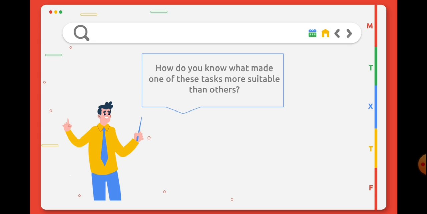Now, my question is, how do you know what made one of these tasks more suitable than others? I believe some of you have some reasons in your mind. From the previous examples, we know that the tasks are designed for assessing speaking skill. In this case, we must produce the language, involve creativity.